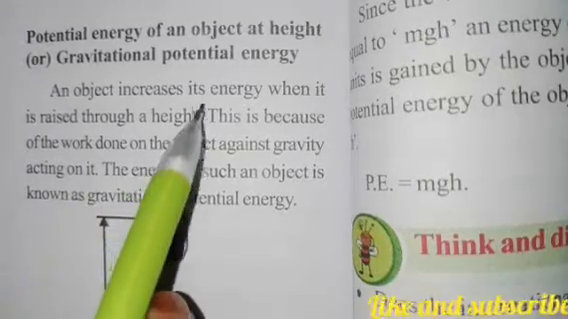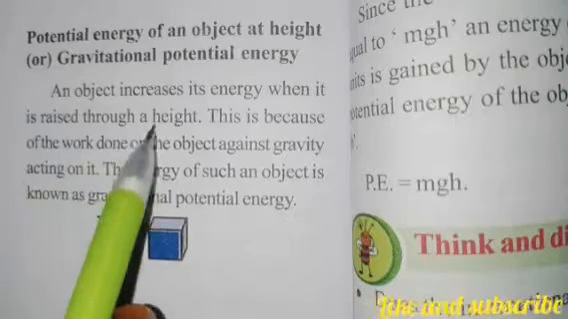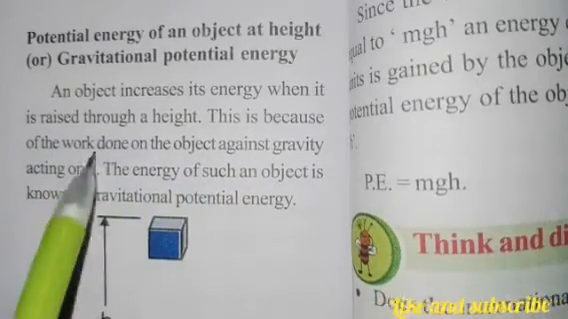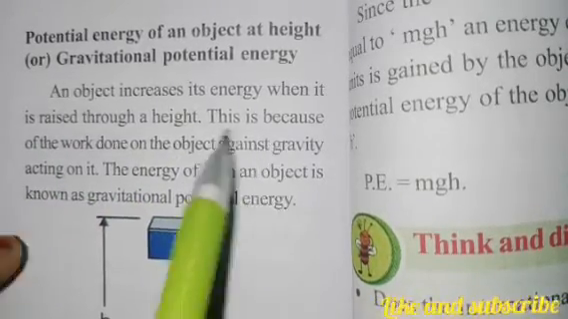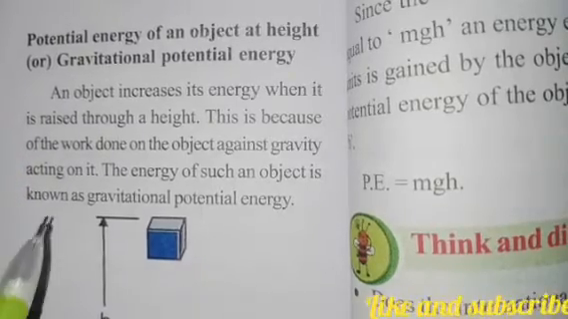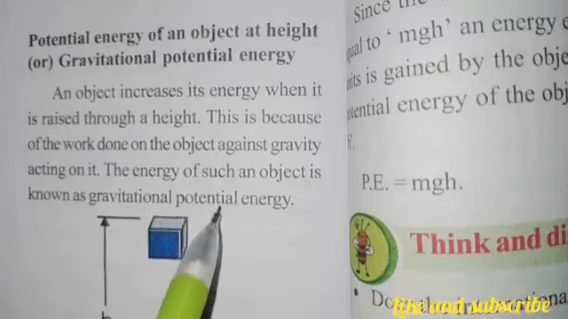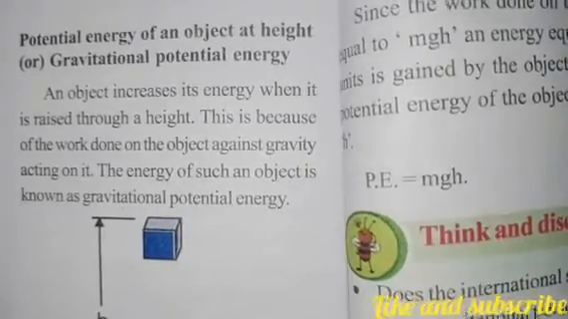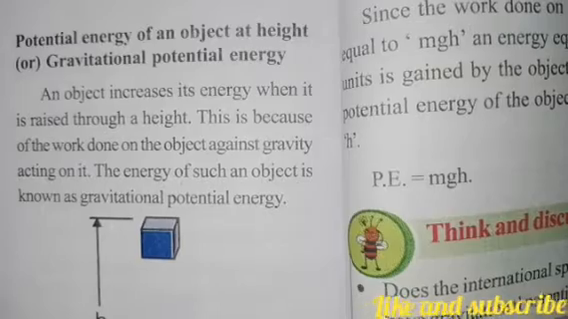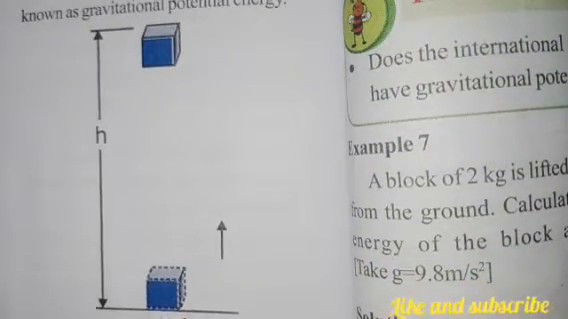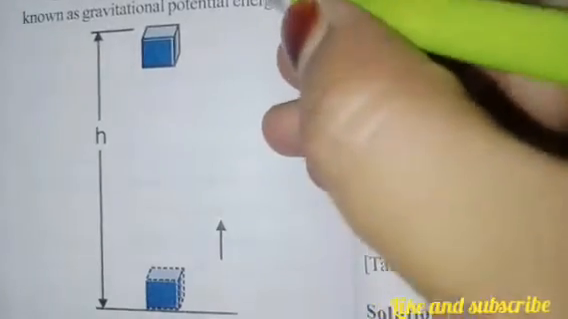An object increases its energy when it is raised through a height. This is because of the work done on the object against the gravitation acting on it. The energy of such an object is known as gravitational potential energy. So whatever force we are applying, that is against the gravitational force, right? The gravitational force is the force which is attracting the object towards the earth. Now what we are doing is just the opposite. We are pulling the object up, against the gravitational force.